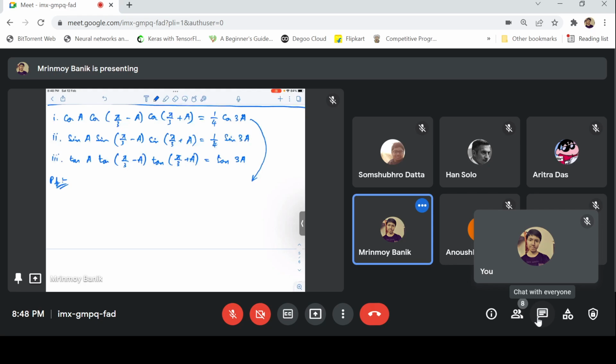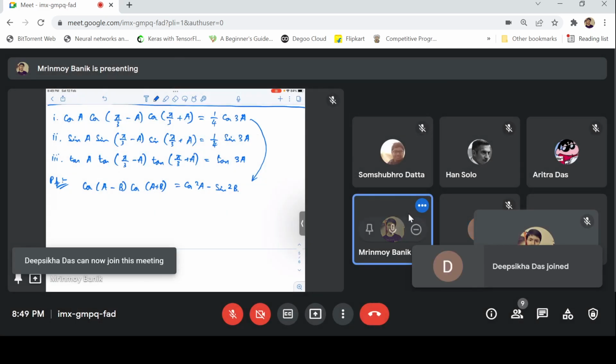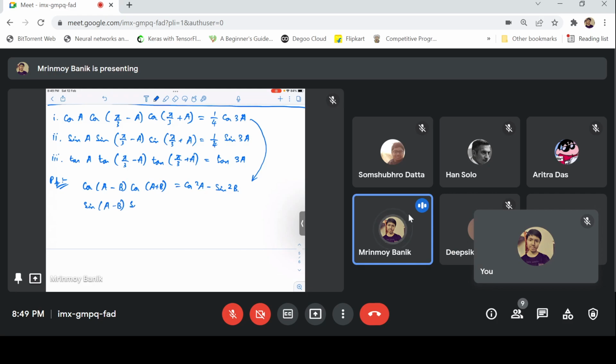We have a formula for cos(a minus b) times cos(a plus b). This equals cos square a minus sin squared b. And similarly for sin(a minus b) times sin(a plus b), we have sin square a minus sin square b.